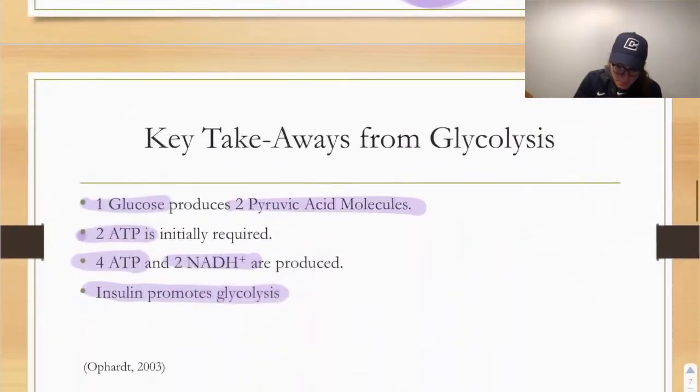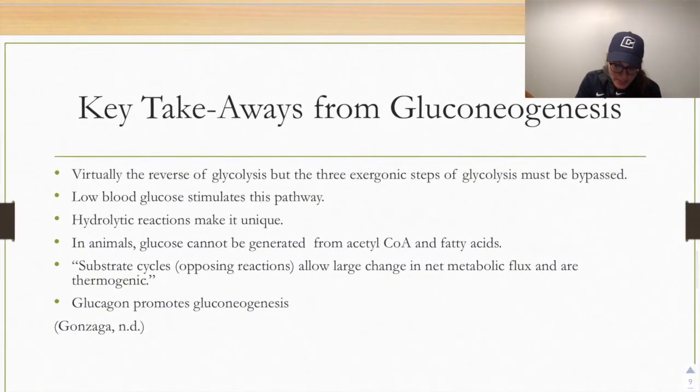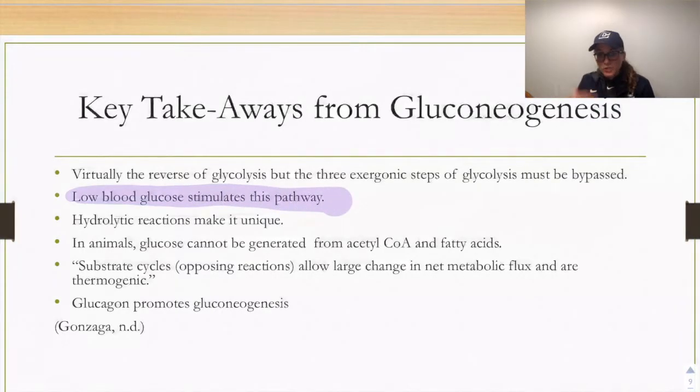So, as we look at this, I want to get some key takeaways. All right, number 1, gluconeogenesis is virtually the reverse of glycolysis, except for 3 steps. And again, we'll see this in more detail on the next slide. We know that low blood glucose will stimulate this pathway. Why? Because I have low glucose, so my body needs to actually produce glucose. All right, the hydrolytic reactions, and again, we'll see this more on the next slide, make this process unique.